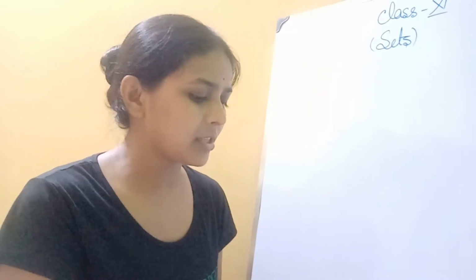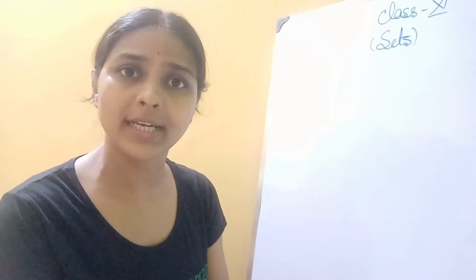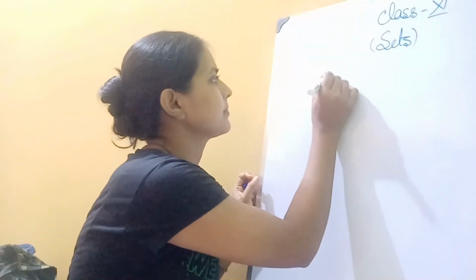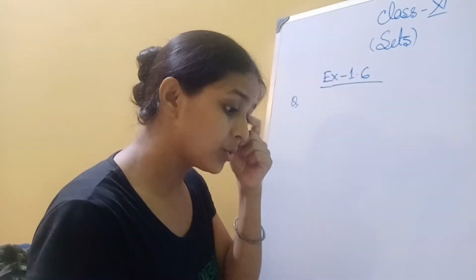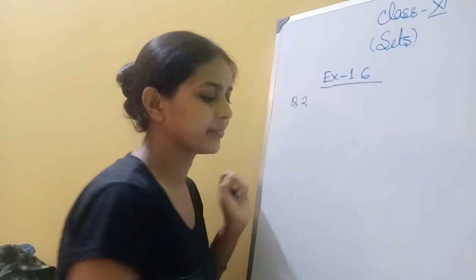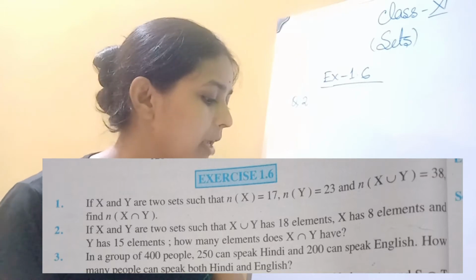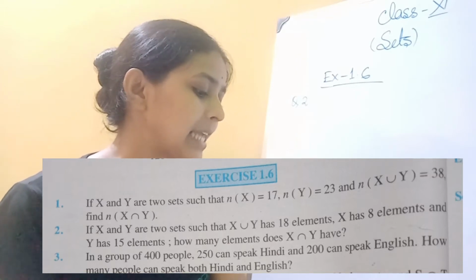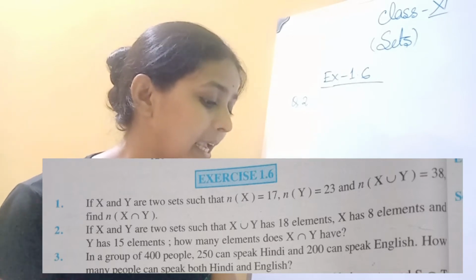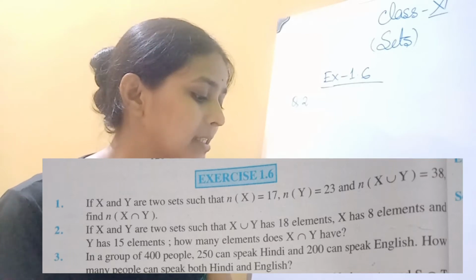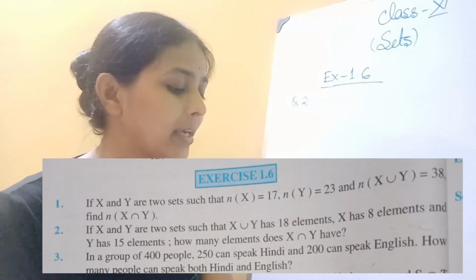So the first question that I am choosing is from NCERT exercise 1.6, question number 2. You can see the question on the screen, whereas I am reading also. If X and Y are two sets such that X union Y has 18 elements, X has 8 elements and Y has 15 elements, how many elements does X intersection Y have?